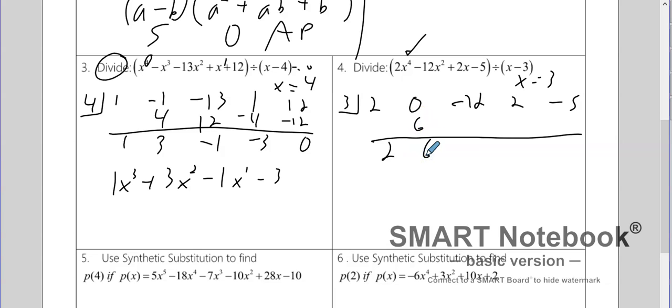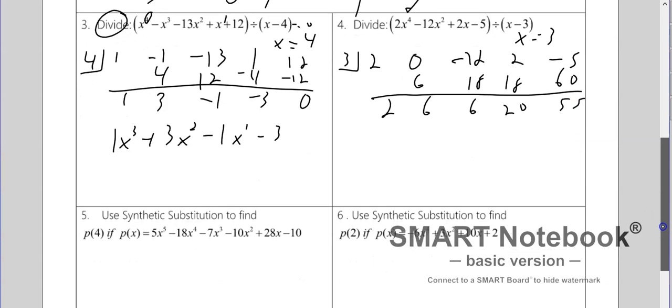Add straight down. 6 times 3 is 18. 18 minus 12 is 6. 6 times 3 is 18. That's 20. 3 times 20 is 60. And that's 55. Don't worry if we have a remainder. Don't worry if it's large. It could be 3,482 as a remainder. That's okay. Remainder does not mean you made a mistake.